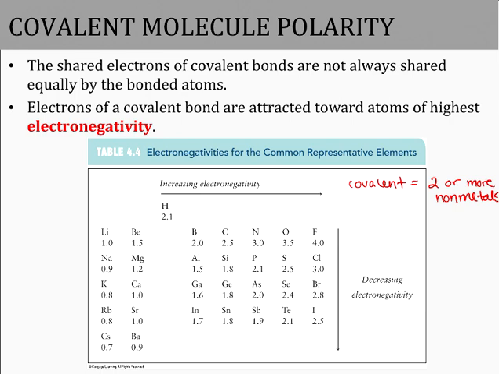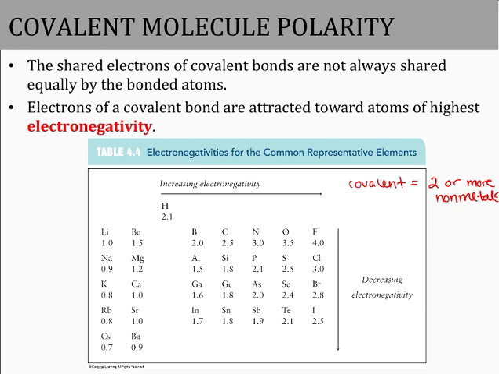However, electrons are not going to necessarily be shared equally between two atoms. And this depends on how much an atom likes electrons. So you'll notice we have some numbers in our chart associated with each atom. And these numbers range from 0 to 4. So these are our electronegativity values.